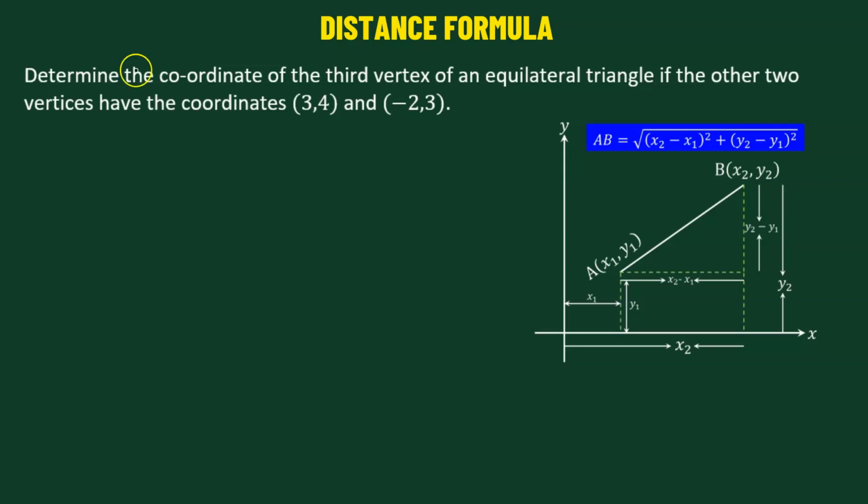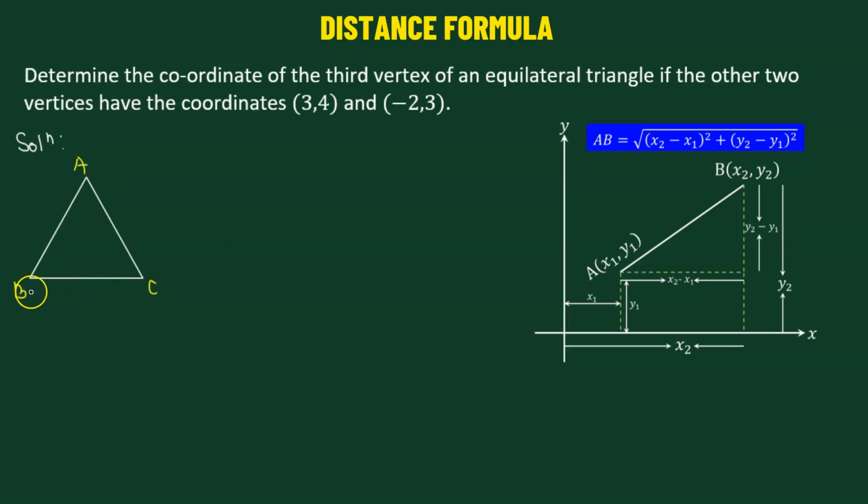So here in this problem, we need to determine the coordinate of the third vertex of an equilateral triangle, if the other two vertices have the coordinates (3, 4) and (-2, 3). Let's begin. Let's suppose we have an equilateral triangle ABC.